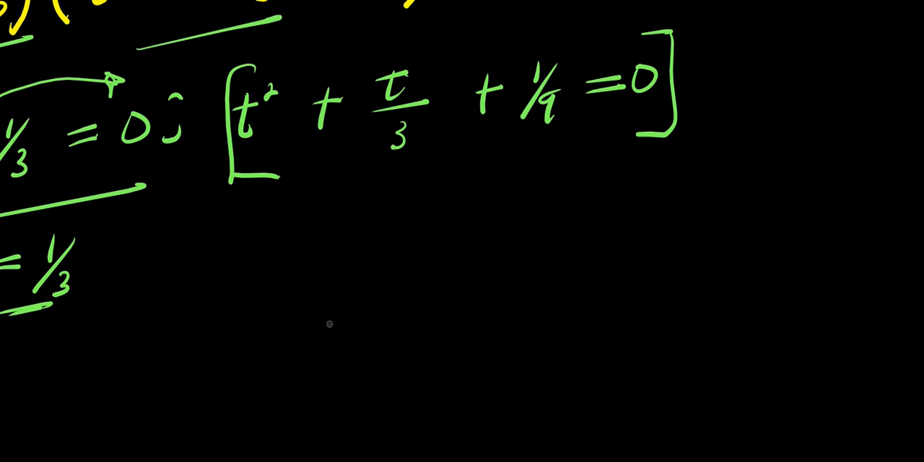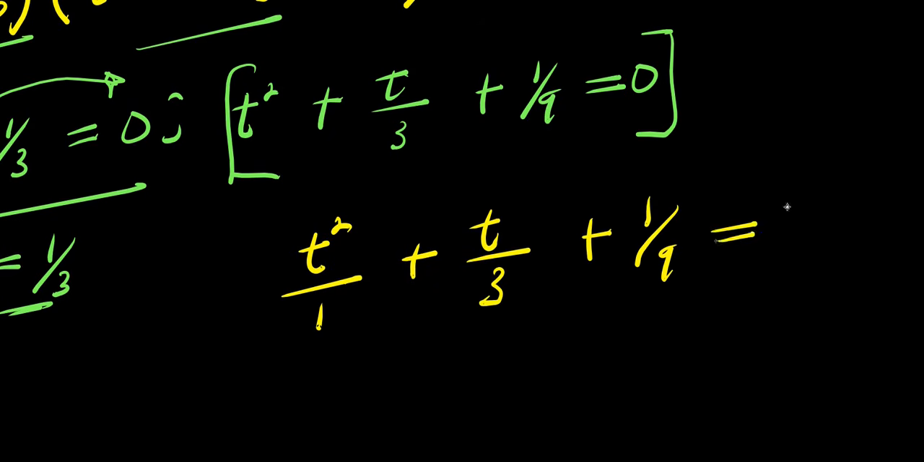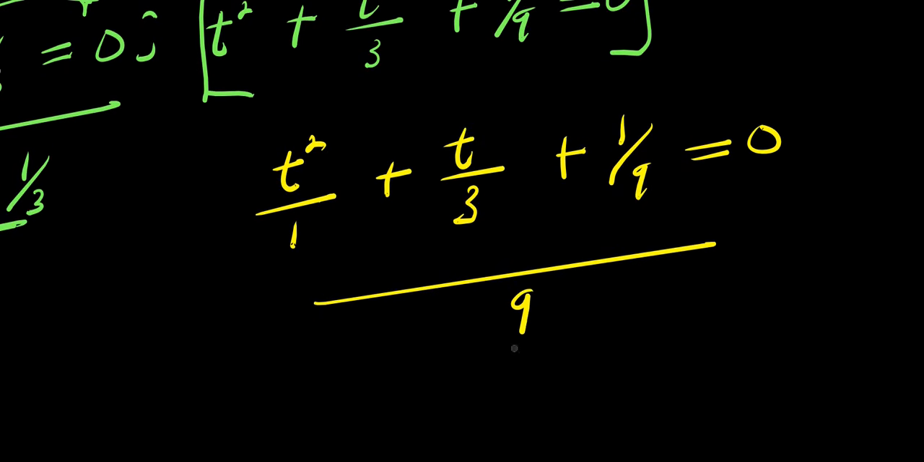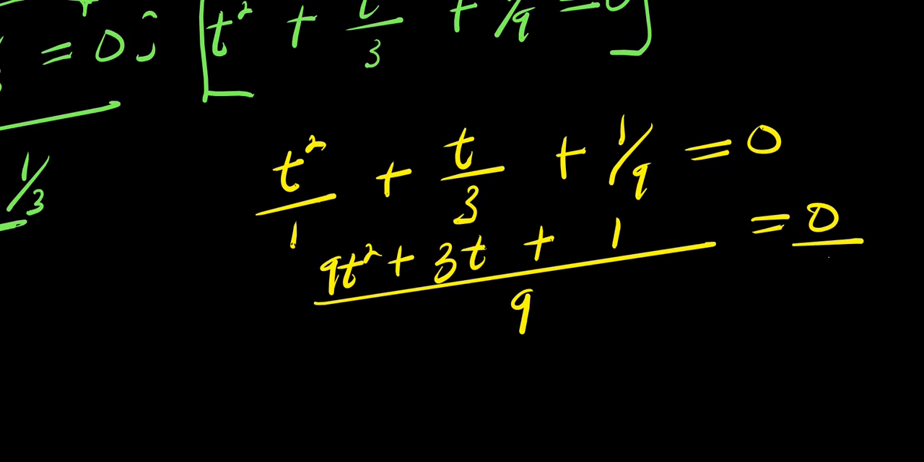Now, what we are going to do will be to find the common LCM. This is t to the power 2 over 1 plus t divided by 3 plus 1 divided by 9 equals 0. So the common LCM here is 9. Now I'm simply going to have 9 divided by 1, that's 9, 9 times t squared. That is 9t squared plus 9 divided by 3, 3 times t. This is 3t plus 9 divided by 9, 1 times 1, we have 1. And this equals 0. So this 0 here is over 1.